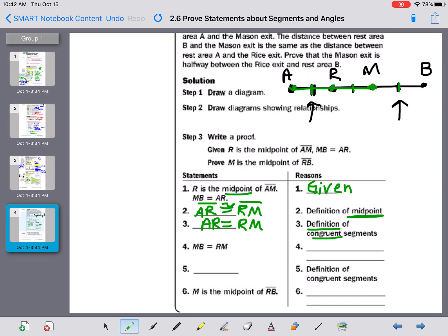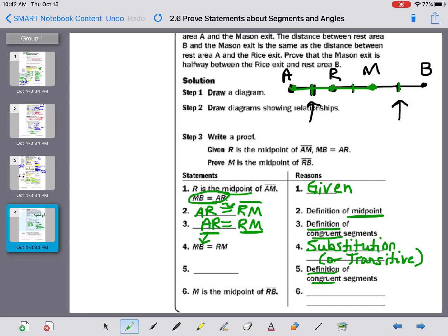The next one says MB equals RM. Well, right now, RM was equal to AR, right? But up here, AR equals MB, so I can replace AR with MB. What do I call that when I replace it? Substitution. Or I could have put transitive, right? They're both equal to the same thing, so now they're equal to each other. I'll take either answer there.